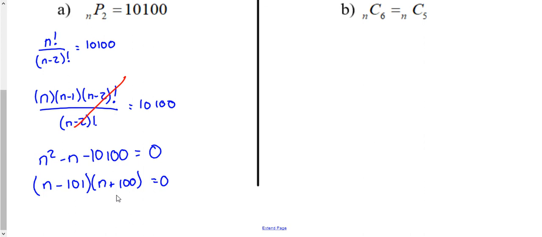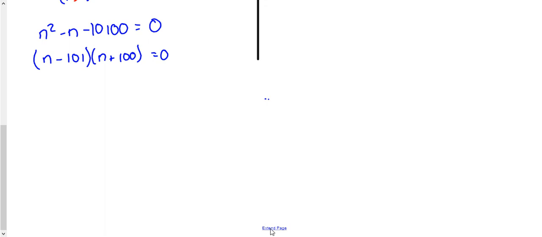Let's find n for both. So on the left here we have n equals 101. On the right we have n equals negative 100. And of course you can't ever have negative 100, so this is my extraneous solution, and my actual solution is 101.